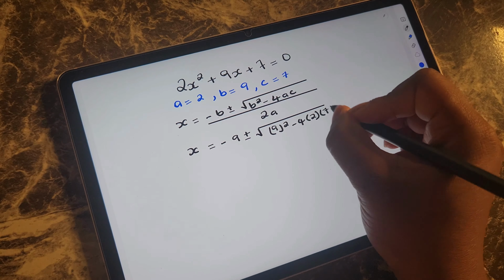Now that we have the values substituted into the formula, we'll just continue simplifying our results.